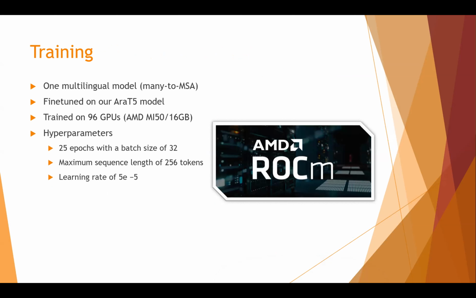We selected this range of similarity based on manual checking. The training of TURJUMAN is done on 96 AMD GPUs, each GPU with 16 gigabytes. As I told you, it's one model for many languages to MSA. It's fine-tuned from AraT5 with these hyperparameters: 20 epochs, batch size 32, maximum sequence length 256, and a learning rate of 5E-5.